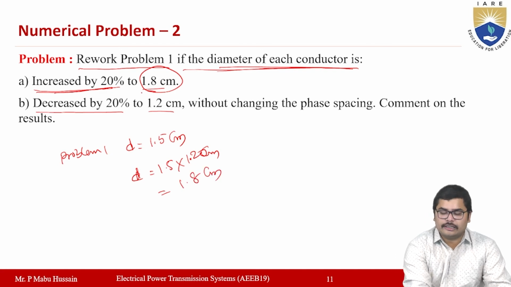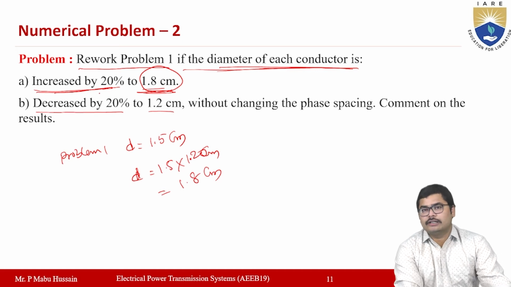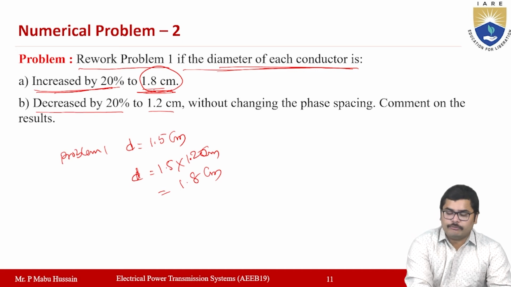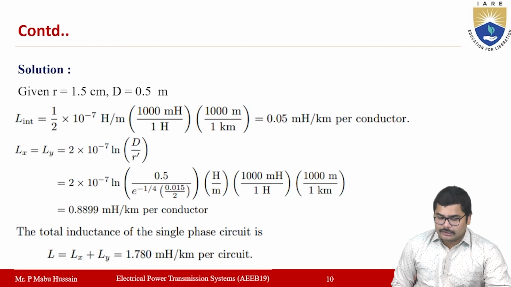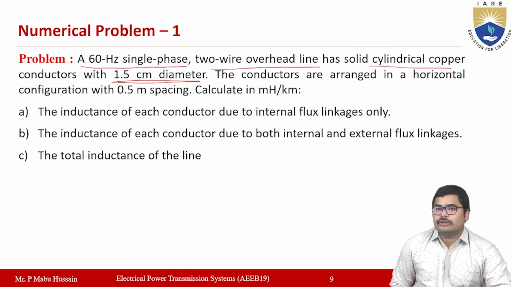Okay, so that value is directly given here in the problem itself, right? So when the diameter of the conductor is increased by 20%, it will become 1.8 centimeter. Now, by considering the 1.8 centimeter diameter, you have to rework the problem. That means you have to determine again all these three: the inductance of each conductor due to internal flux alone, the inductance of each conductor due to both internal flux as well as external flux linkages, and the total inductance.